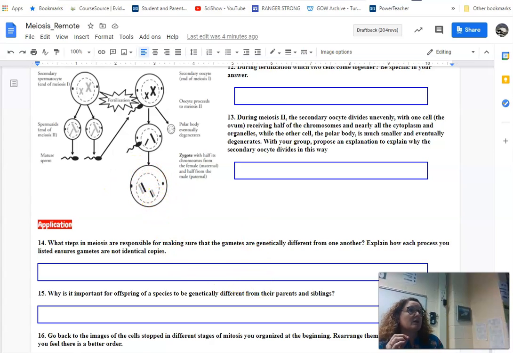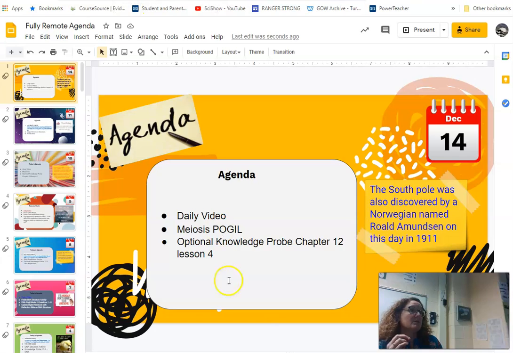The other thing that you have is an optional knowledge probe. It's chapter 12, lesson 4. It's all about meiosis. If you would like to look at the book and get a little bit more information out of it, you can do that. Remember, if you don't do it, you're not going to get a 0.